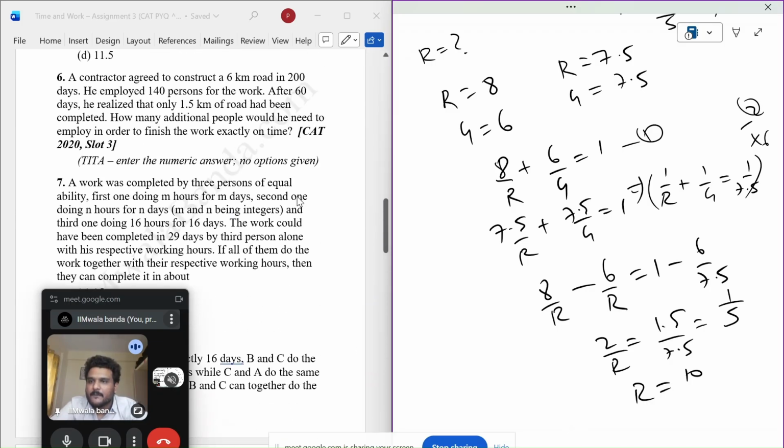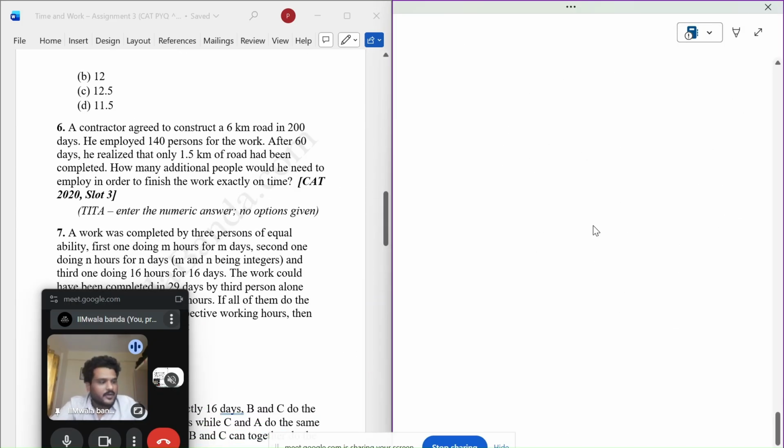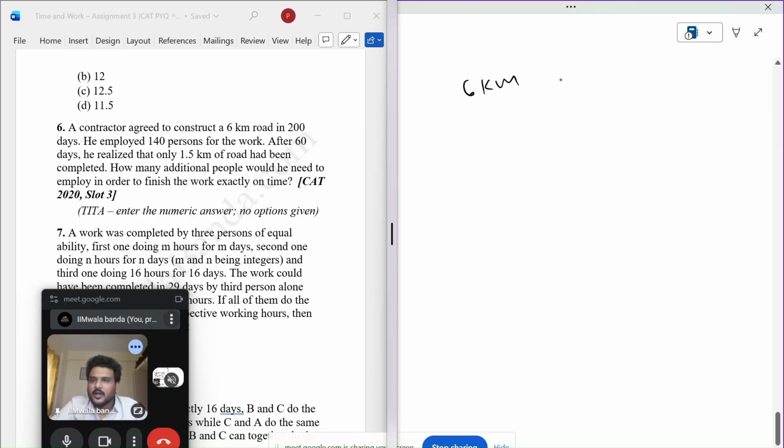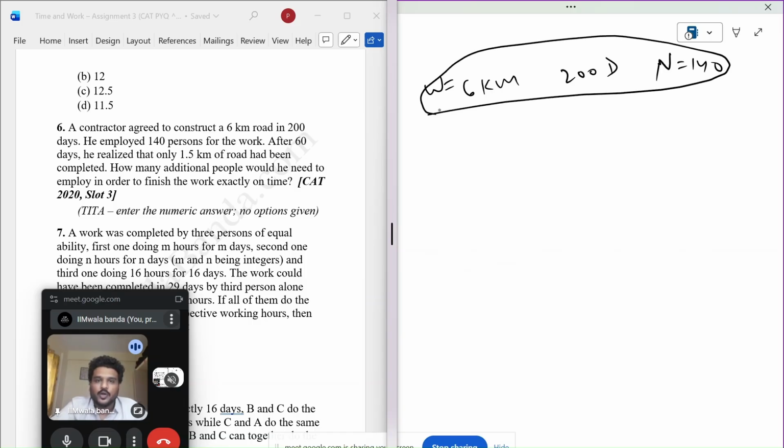Yep, let's go. Question number 6. A contractor agreed to construct a 6-kilometer road in 200 days. So this is basically 6-kilometer road work. He employed 140 people, and after 60 days, this is what he wanted to do. After 60 days, he realized only 1.5-kilometer road is done. How many additional people will he need to complete the work?